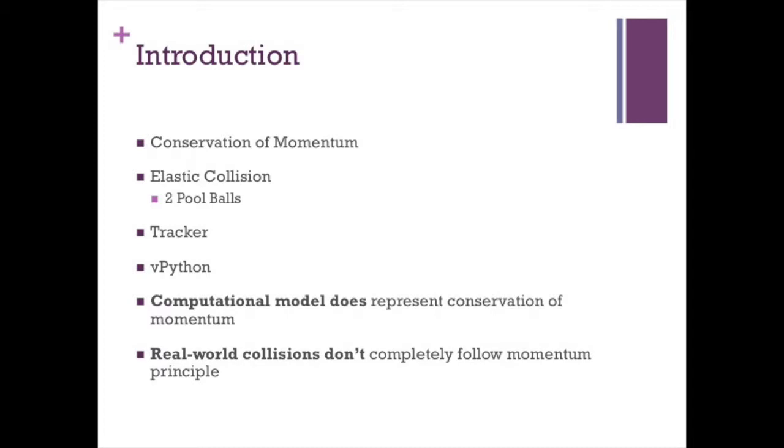The topic I chose to observe for Lab 5 was conservation of momentum in collisions, specifically the collision of two pool balls. In this lab, I observed the motion of a collision, analyzed the motion, and used the data I found from Tracker to create a model in VPython, which would predict the motion of the collision in a computational model. The objective of the lab was to determine if the collision followed the principle of conservation of momentum by observing the experimental and computational motion.